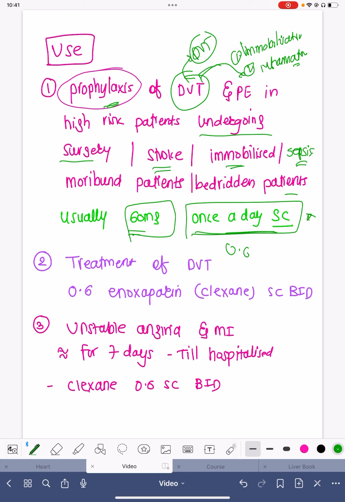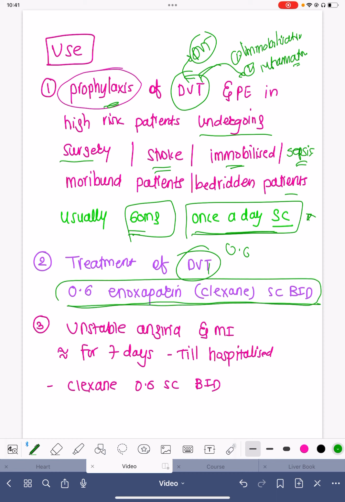And whenever there is DVT, for treatment of deep venous thrombosis, enoxaparin or Clexane or this low molecular weight heparin, 60 milligram, which is equivalent to 0.6 ml, is given till the patient is hospitalized. Whenever the patient is discharged from the hospital, either a bridging of 5 days with warfarin is done already, or the patient is discharged on apixaban or rivaroxaban or dabigatran, whichever oral novel anticoagulant is used by that particular institute.